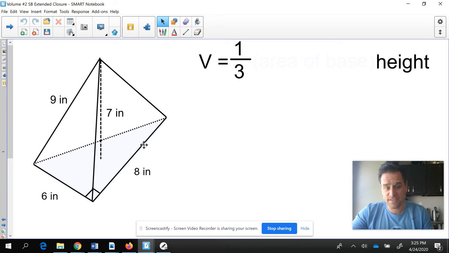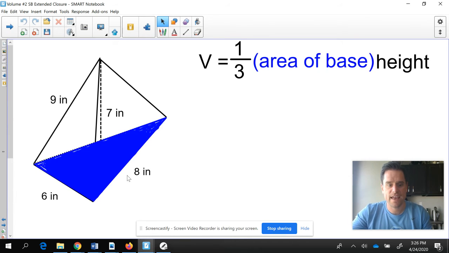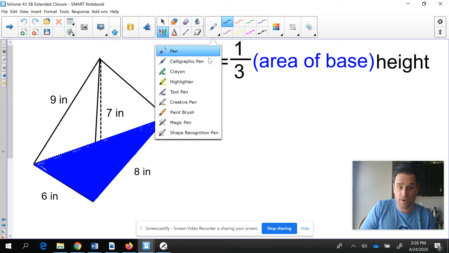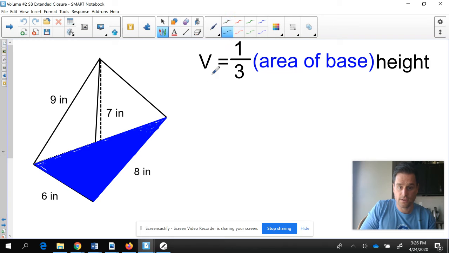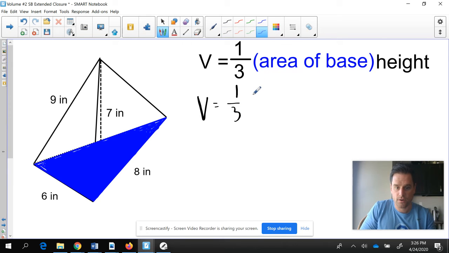So if you guys can see here, we have the exact same pyramid that's very similar to the prism. The difference here is that it's a pyramid instead of a prism, so it's 1/3 the area of the base times height. And this is the part where I think it gets a little tricky because it's very important to use colors, and I'll show you why, because this is the one that everybody messes up on. And this is why it's so important to color code.